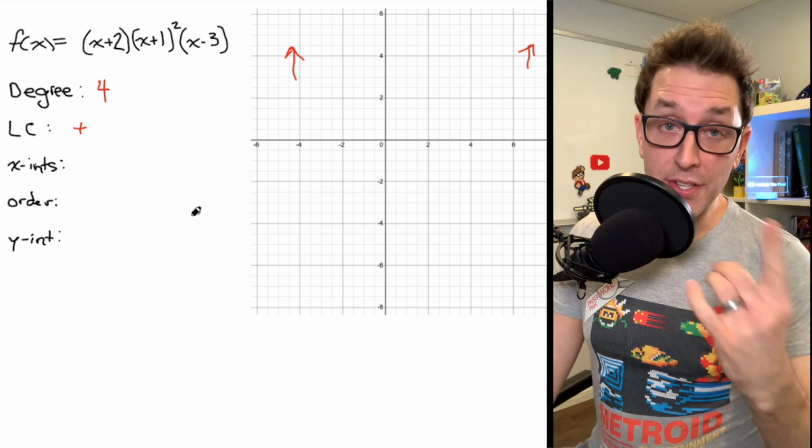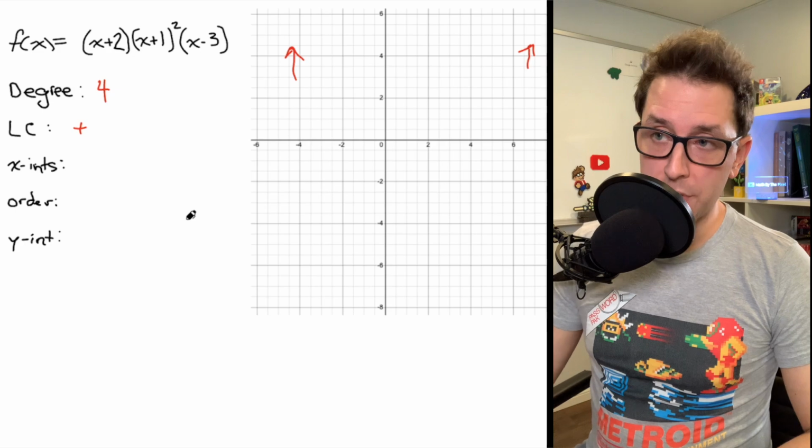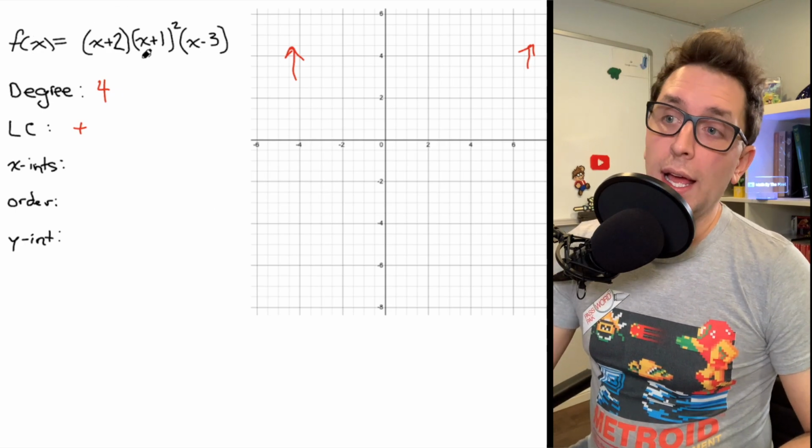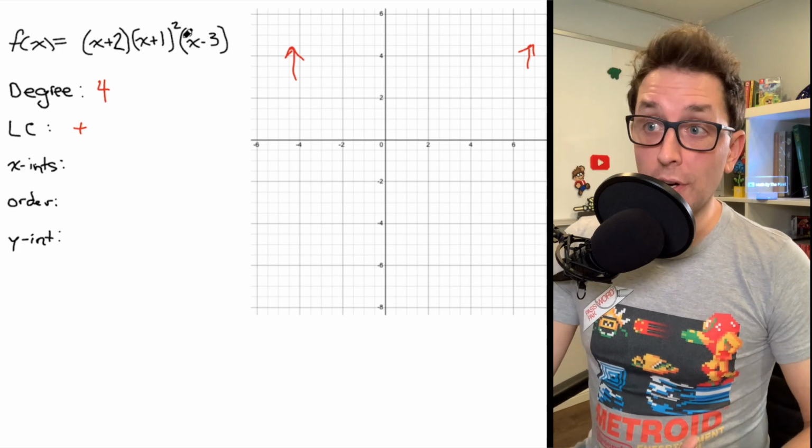But let's start getting specific here and really start narrowing down what the actual function is going to look like. And to do that, I'm going to take a look at the x-intercepts. So the x-intercepts I can find by letting y equal to 0 and solving for whatever x value makes the function equal to 0.